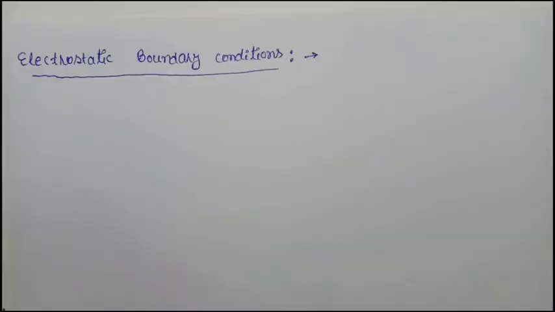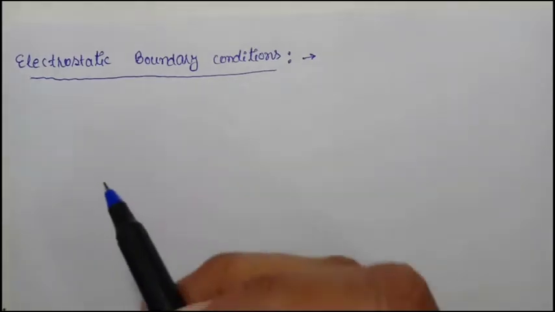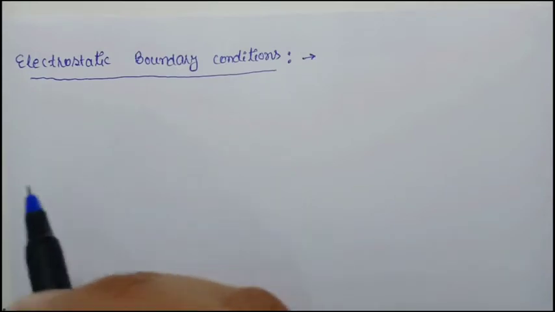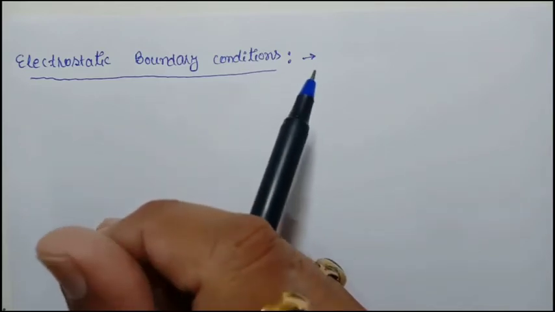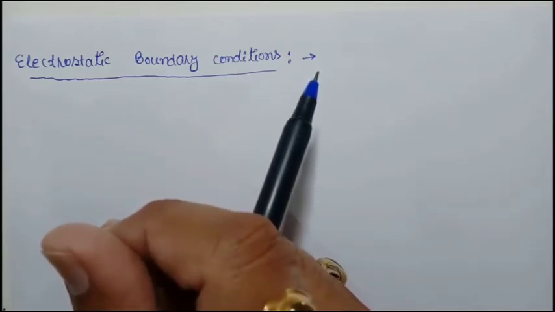Hello everyone. In this lecture we will discuss electrostatic boundary conditions. So here the electric field always undergoes a discontinuity at the boundary when we cross a surface.